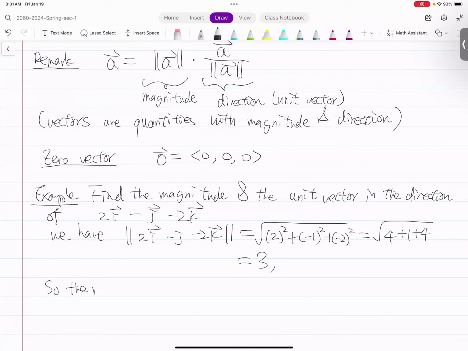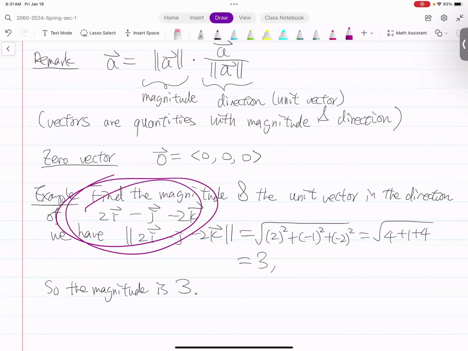So fortunately we have a rational magnitude. So the magnitude is 3. It's the same formula as the distance formula between 2 points, right? For a vector, we just have the tail at the origin and the head at the point in 3D with the same coordinates as the vector that we have. So that formula is exactly reused.